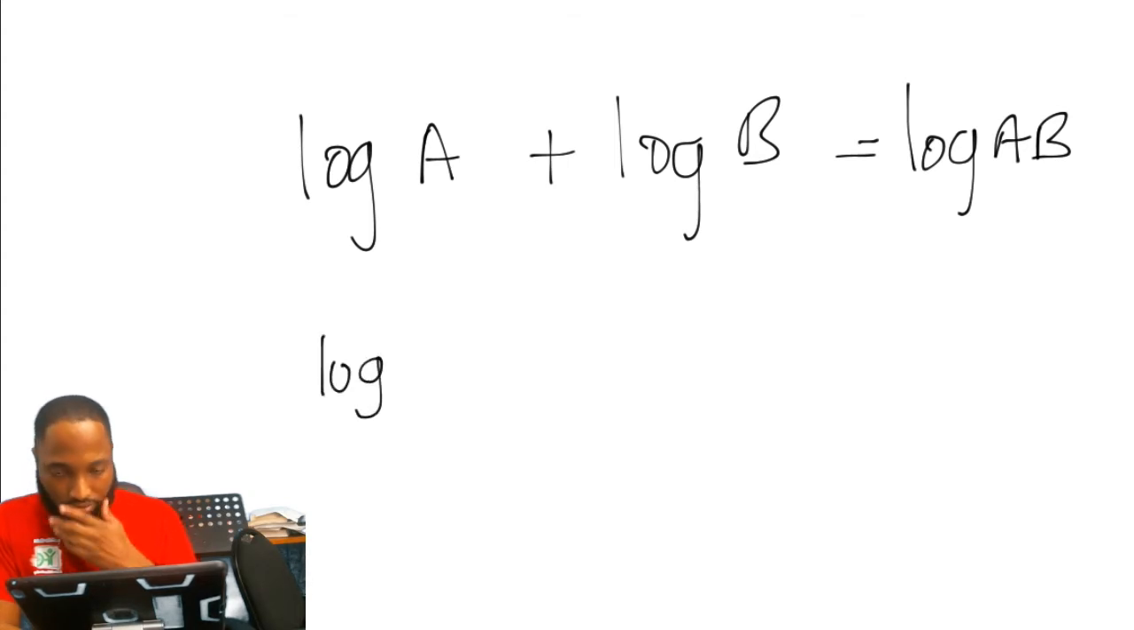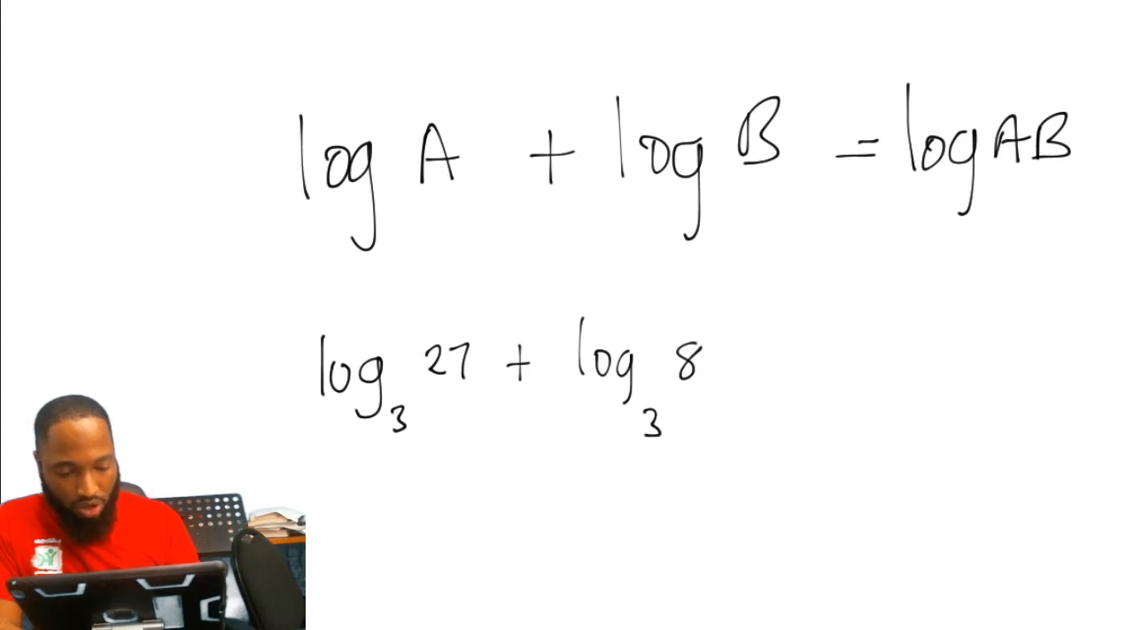If I have log base 3 of 27, we're using the same base 3, plus log to the base 3 of 81, what is that equal to? I feel this will be a little harder for you to see when I multiply, but you can see it. Let me just do it still. This, remember, was 3. This is 3.